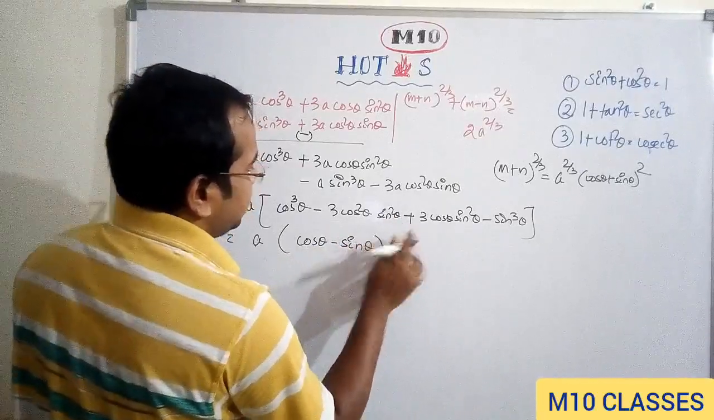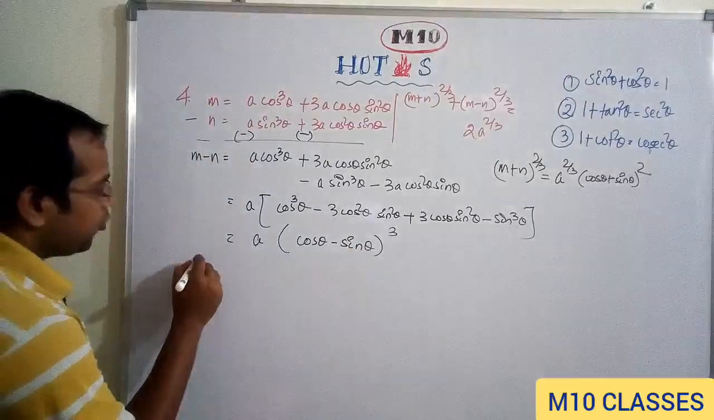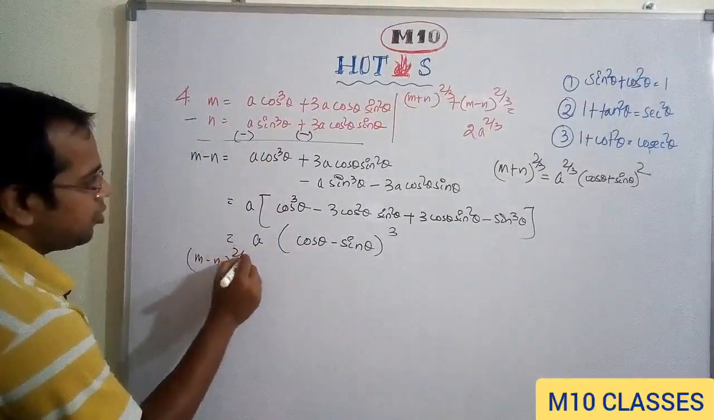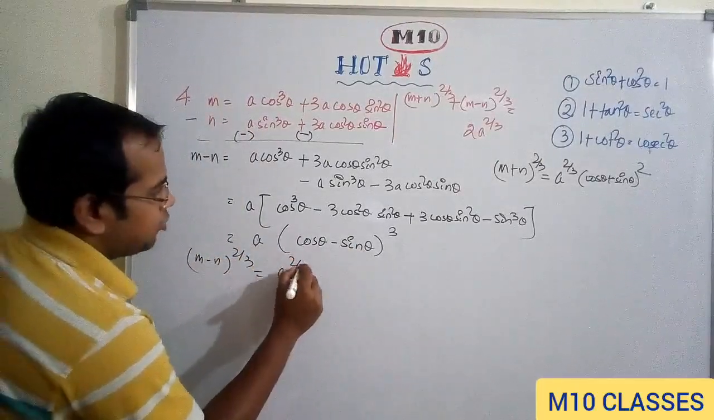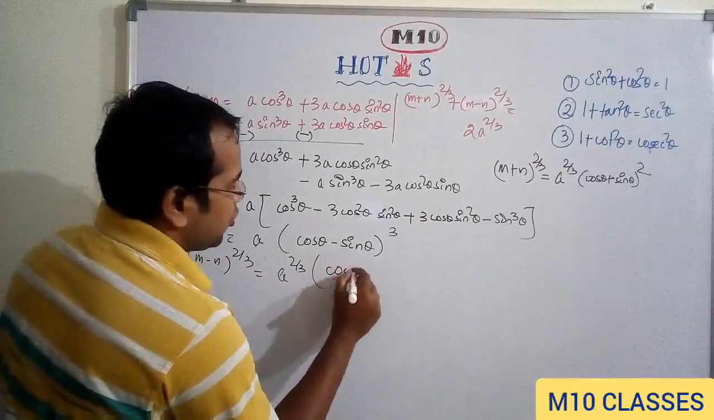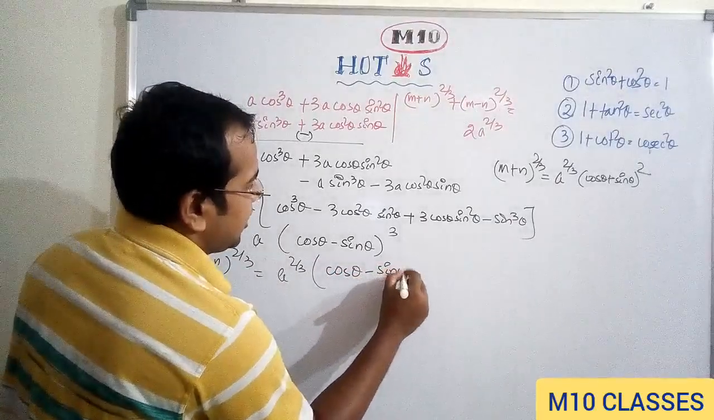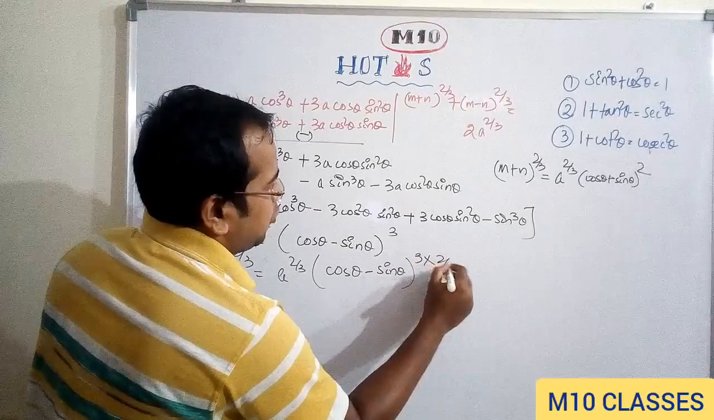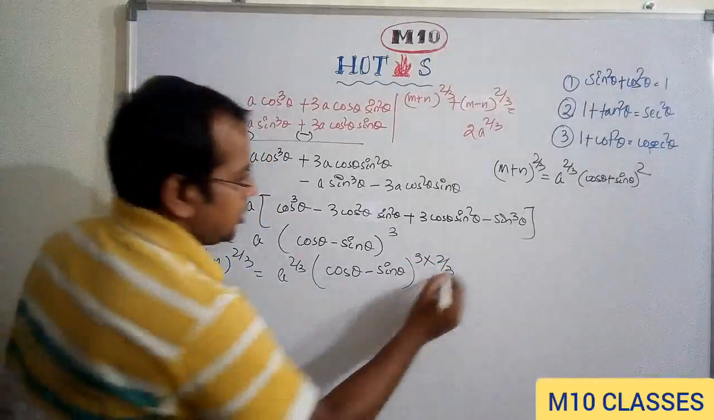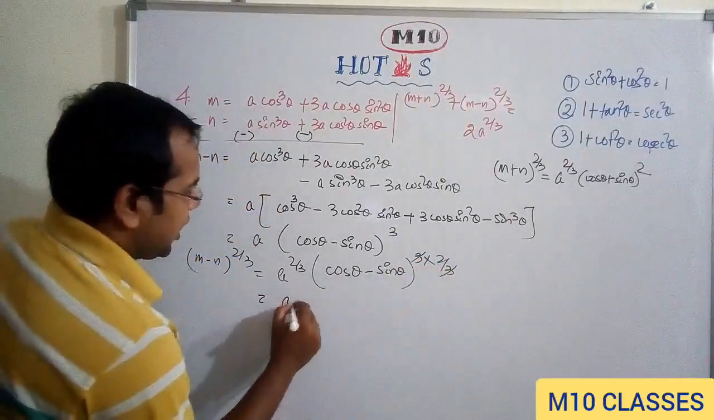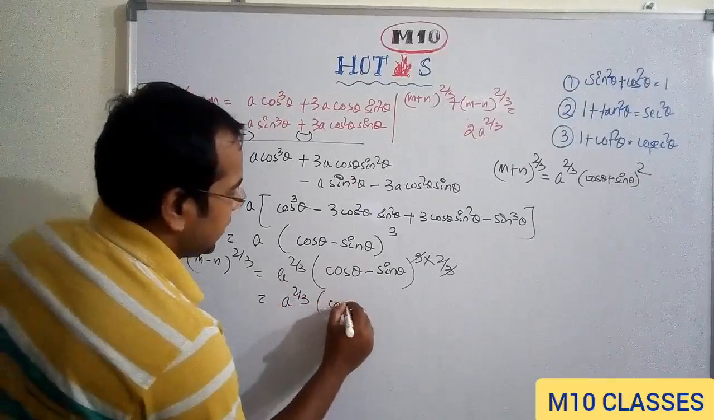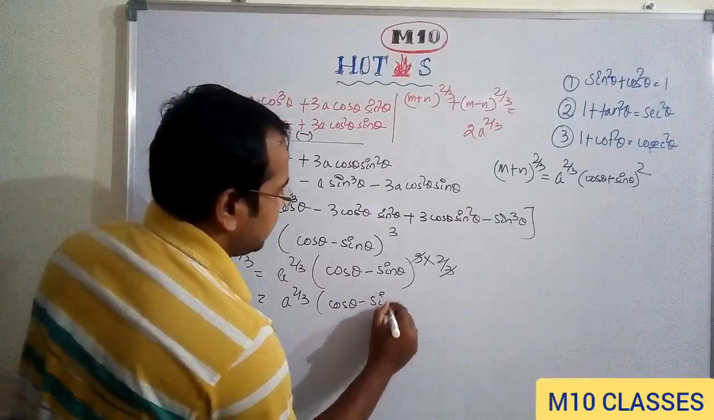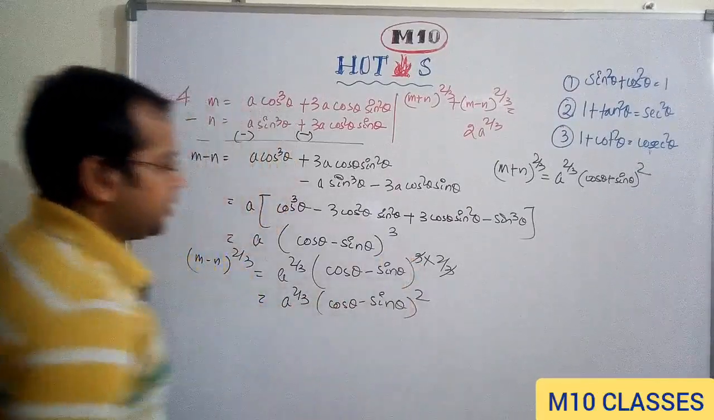We need (m minus n) to the power 2 by 3. We'll get here a to the power 2 by 3 whole into (cos theta minus sin theta) to the power 3 into 2 by 3. So what are you getting? a to the power 2 by 3 into (cos theta minus sin theta) whole square. Let us write it here.